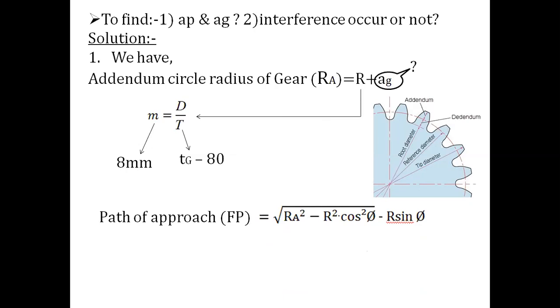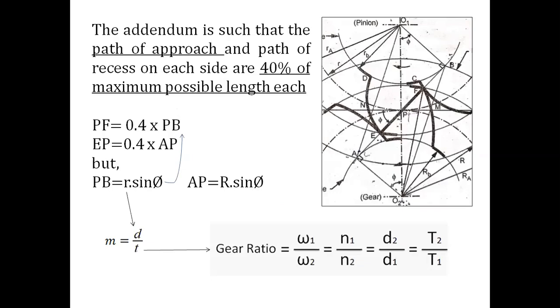directly in the problem statement? It is not given directly, but indirectly it is given in the problem statement. The addendum is such that the path of approach and path of recess on each side are 40% of maximum possible length each. That statement is given in the problem. So what is the meaning of that? You have to understand clearly. Without understanding the meaning of that statement, you can't solve the numerical.